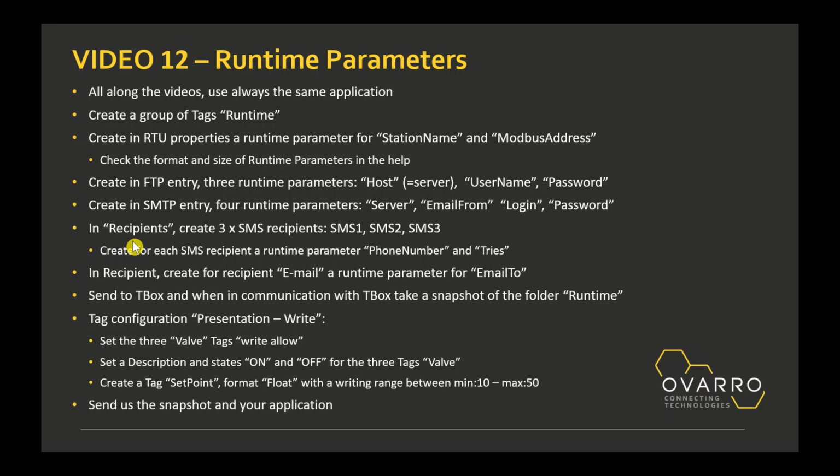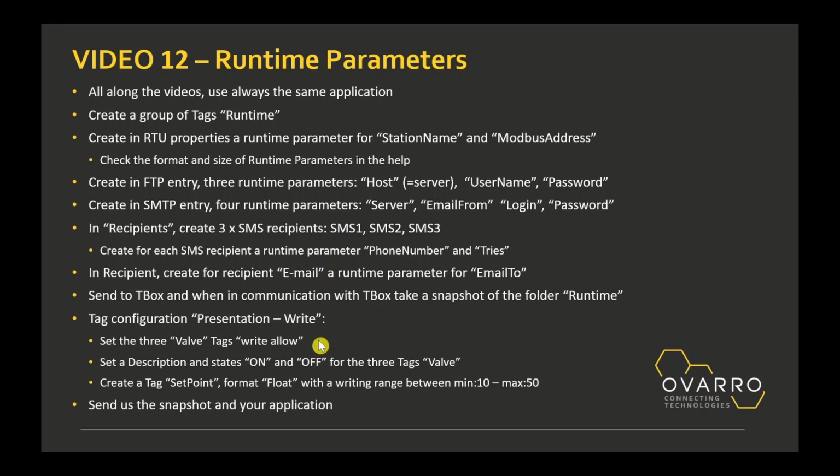In the list of recipients, you create 3 SMS recipients. So you can rename the existing one SM1 and just do copy-paste. And for each SMS recipient, you create a runtime parameter phone number and tries. In the list of recipients, for the email recipient, you create the runtime parameters email to. Then you send all this to T-Box. And when in communication with T-Box, you take a snapshot from the folder runtime, and you should see all the values in the tags.